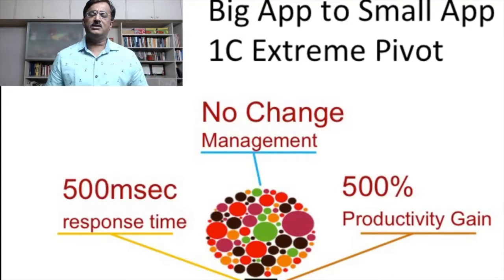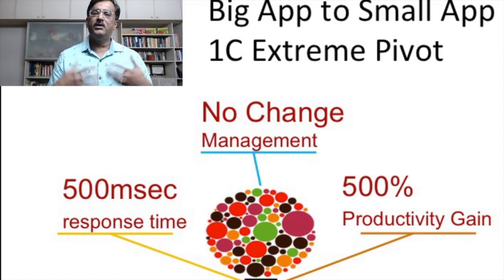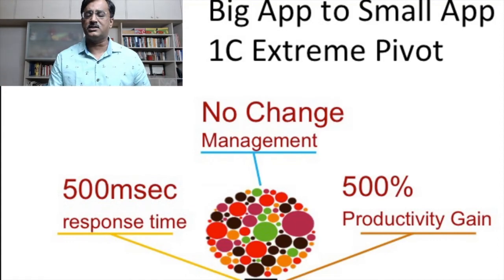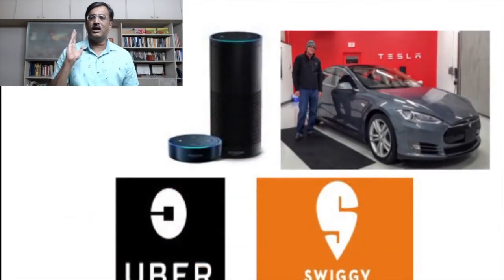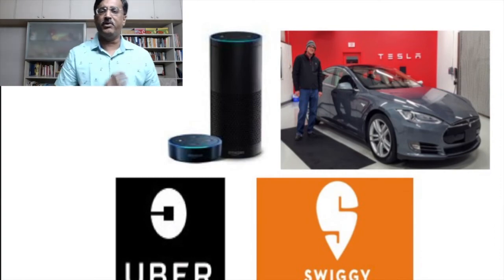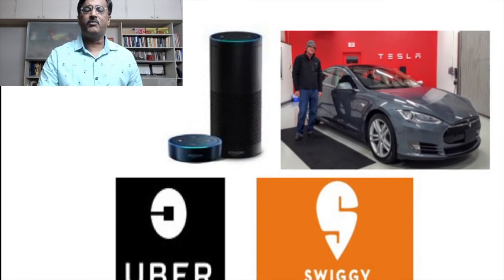In Cognizant, as the CIO, my team and I executed a pivot from big app to small app. Big apps took a lot of time, months and years, and still didn't deliver the user experience that we were looking for. We moved to small apps, which we could deliver in a few weeks, sometimes in a few days, with 500% productivity gain and no training required. That is why it is successful and impactful. This is why I say that Alexa, Uber, Tesla, Swiggy are all extreme pivots, and that's why they are impactful.